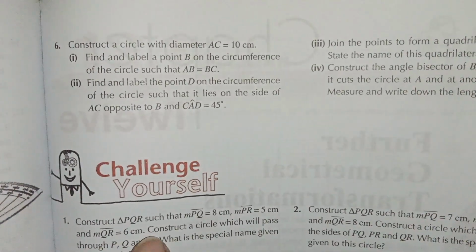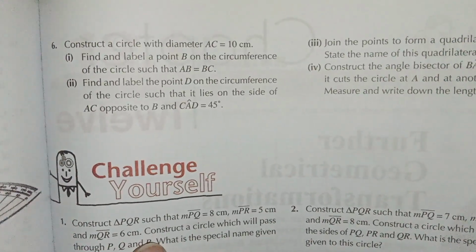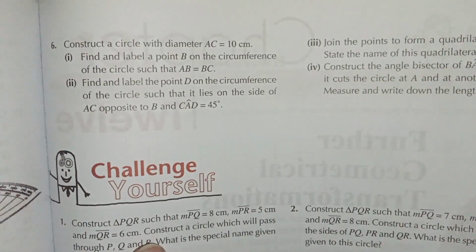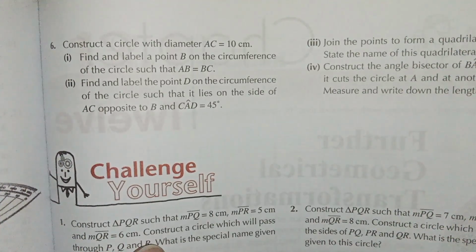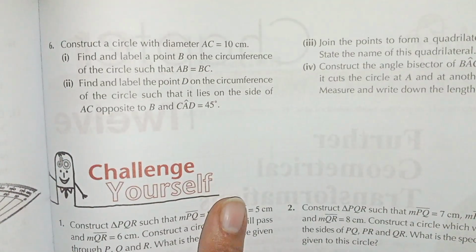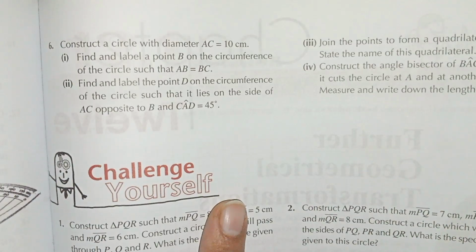Now students, question number 6, this is the last question, and in this question we have to construct a circle with diameter AC 10 centimeters. And in part number 1, we have to find and label a point B on the circumference of the circle such that AB is equal to BC. We have to first draw a circle whose diameter is AC 10 centimeters. Then we have to find the point B on the circumference of the circle, where AB and BC are equal.